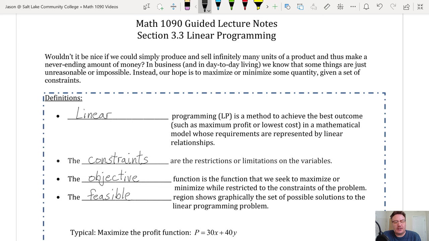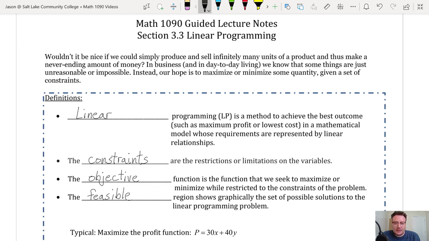The main idea is that you're optimizing, you're trying to find the optimum solution to some problem, and the thing is, though, that you're subject to constraints. So your solution must satisfy some known constraints, okay? And that's the next definition. The constraints are the restrictions or limitations on the variable.